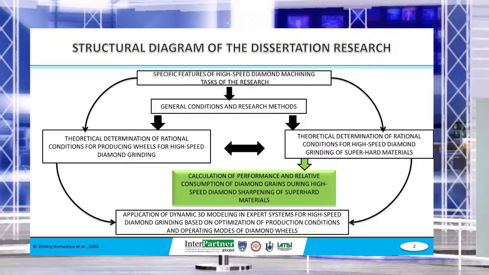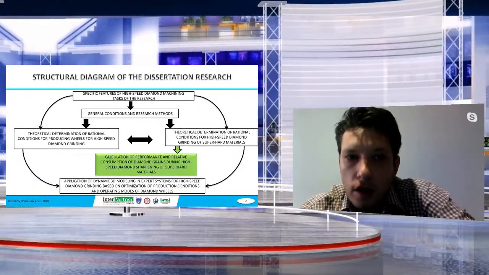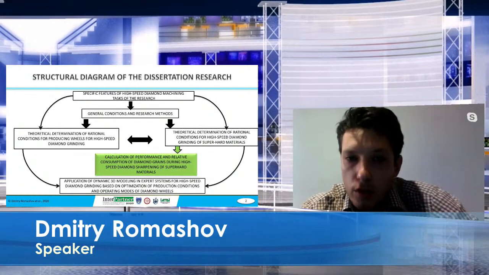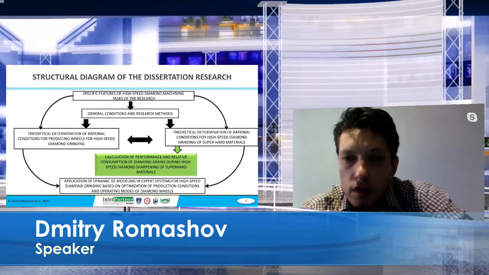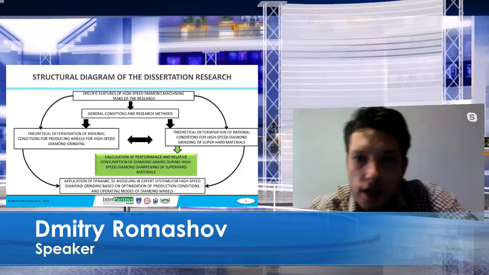Processing of superhard materials is accompanied by low productivity and high relative consumption of diamond grains in the diamond wheel. The coefficient of using these diamond grains in the process of grinding superhard materials does not exceed around 5 or 10%. So in this thesis, we want to study the possibility of using high-speed regimes to increase the productivity of diamond grinding and processing of superhard material. Please, next one.